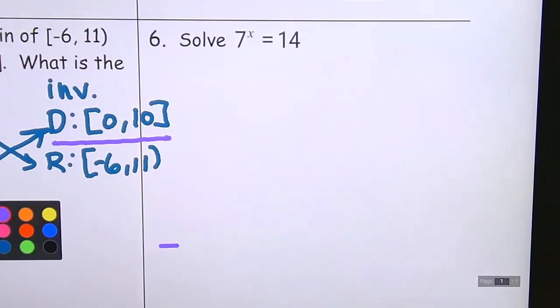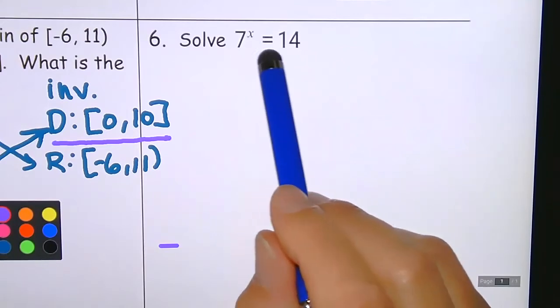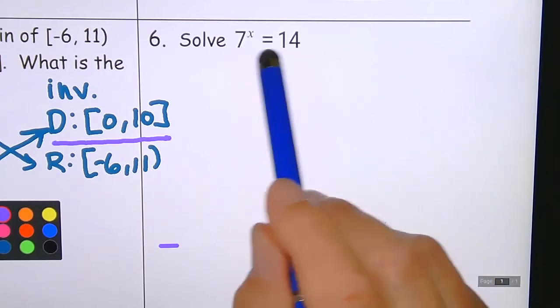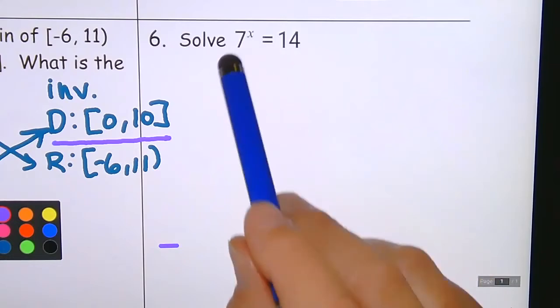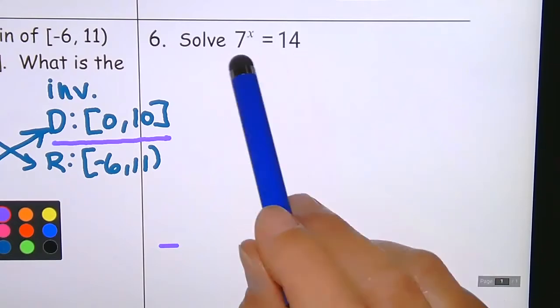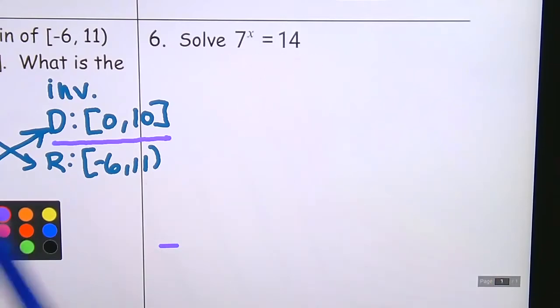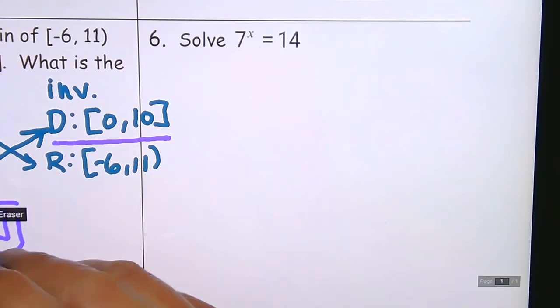So on a problem like this, we can try to get these to be the same base. And at first you're like, yeah, 7, 14. Well, 7 to a nice power doesn't get me 14, because 7 squared is already 49. So don't get too excited. We are going to have to use logarithms.